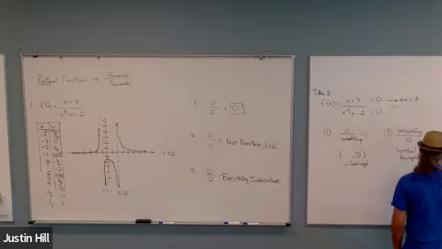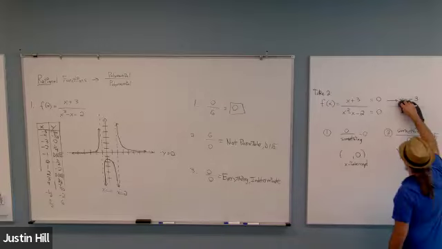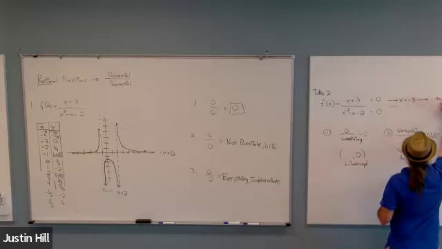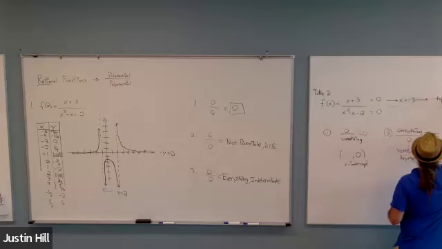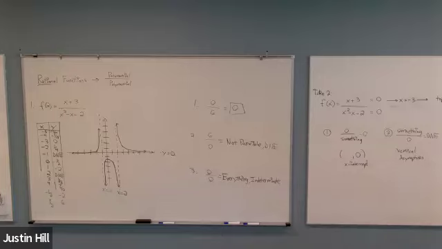Let me label this. So we're saying on the top, what makes the top of the fraction 0 is -3. Now, what about the bottom? Try to take me through the process. How do you solve that?